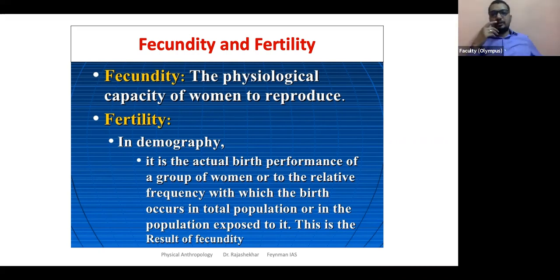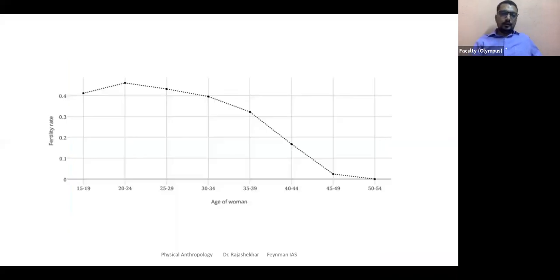Practically, how does this number change? It may be as high as 10, 11, or as low as 1 nowadays. So how has fertility actually changed over a period of time? This is what you notice: fertility rate changes over a period of time with age. We're talking about the x-axis: 15 to 19 years, 22, 24, 25, 30, 35, 40, 45, etc.